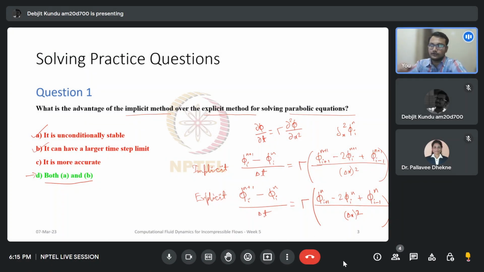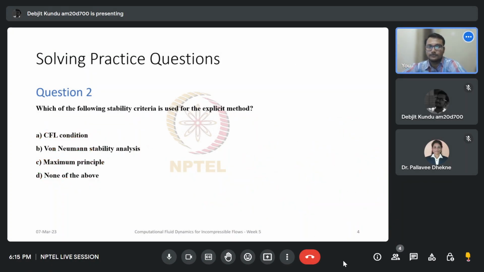All right, so if there are no doubts, we will move along. We'll move on to question number 2 of today's session. So, question number 2 is asking us which of the following stability criteria is used for the explicit method? Is it option A, CFL condition? Is it option B, von Neumann stability analysis? Is it option C, maximum principle? Or is it D, none of the above?